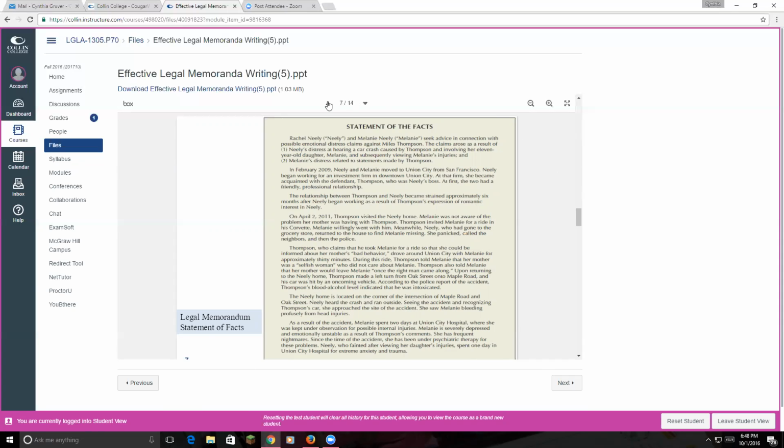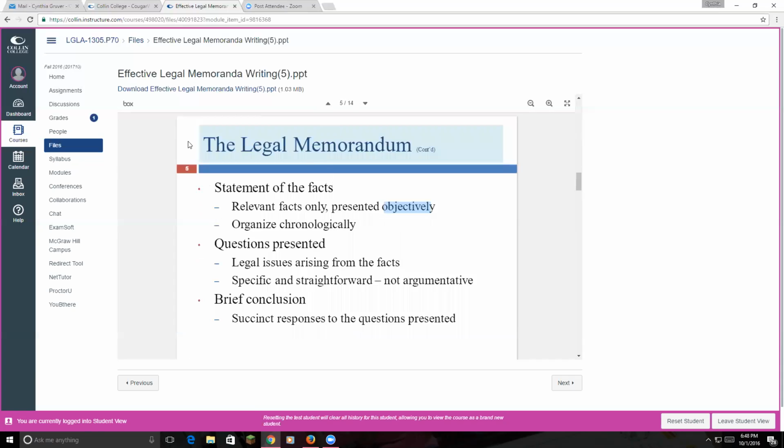Let's go back though. Let's go back to where we were. So we've talked about the statement of facts. Now let's talk about questions presented. In some senses, this is the easiest section to write, and in some senses can be a challenging section to write. It's easy in that the attorney may just give it to you. He or she may give you the question exactly the way he or she wants it to be written. And even if he or she doesn't give you that, he or she may give you specific enough guidance that you're going to be able to turn it quickly into your questions presented.